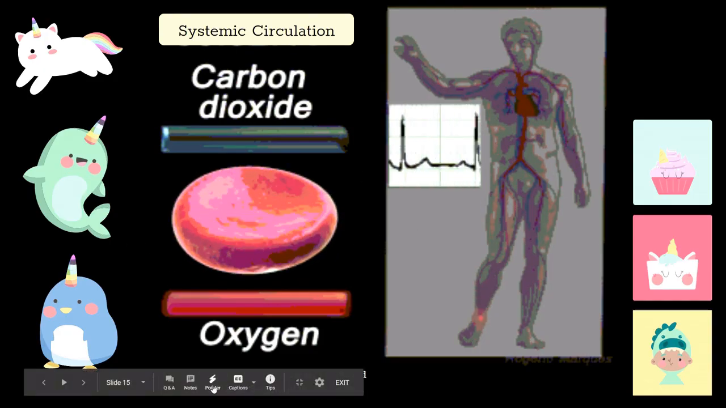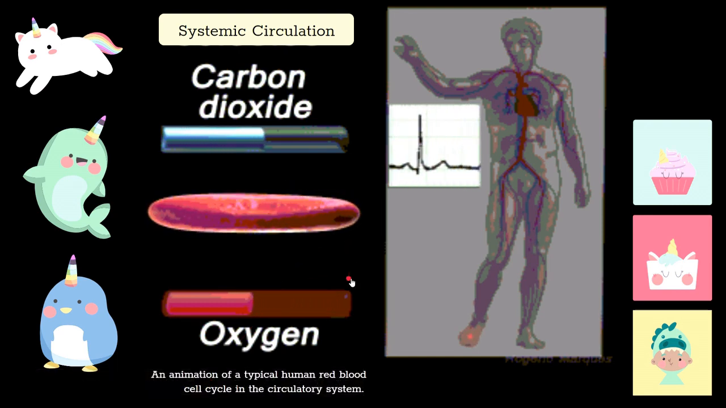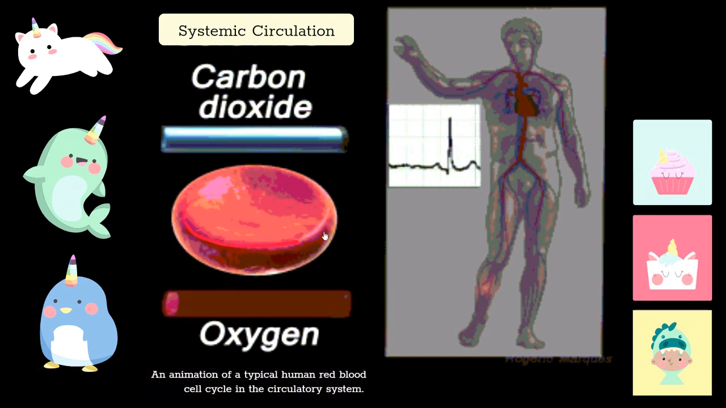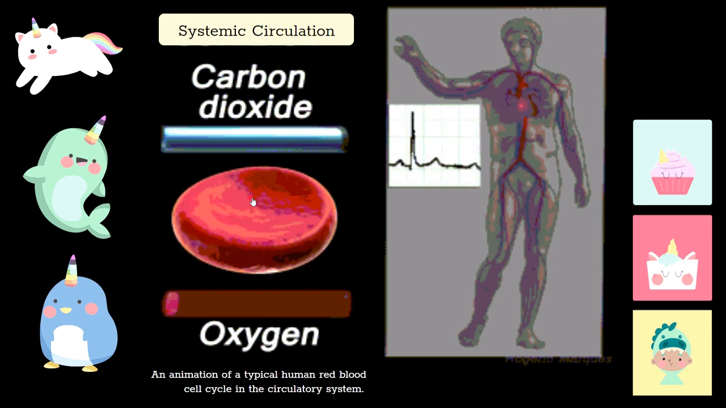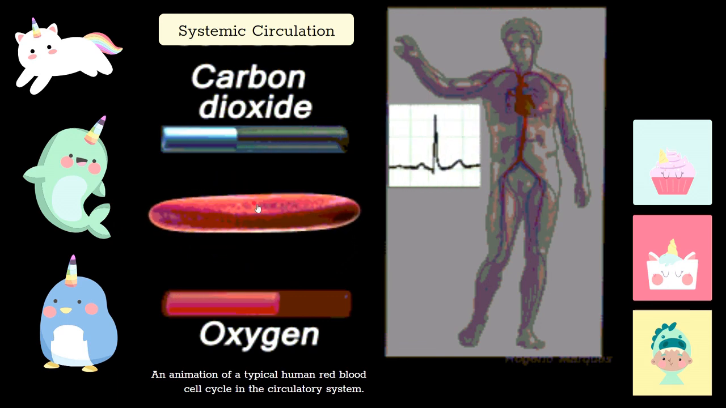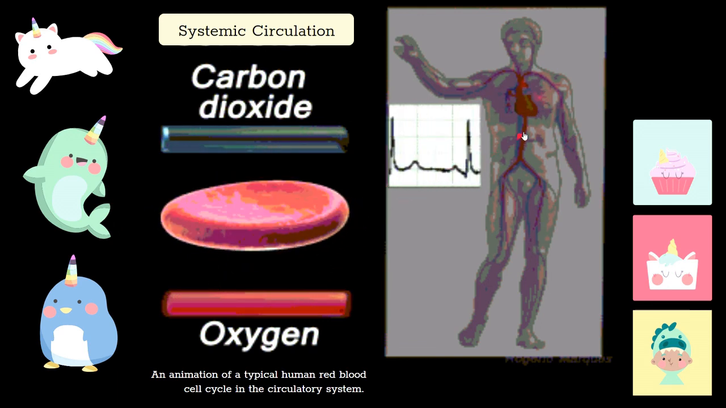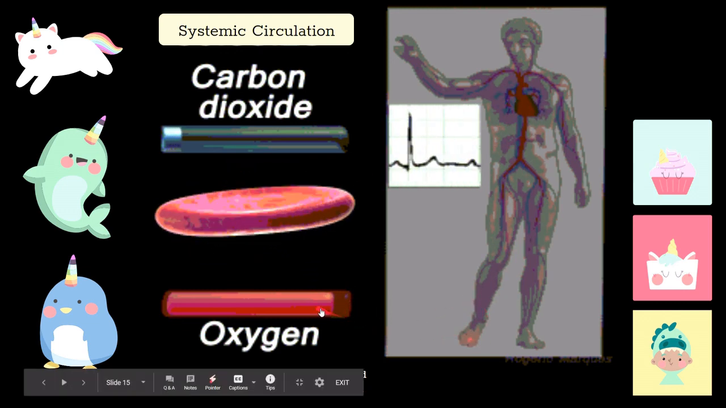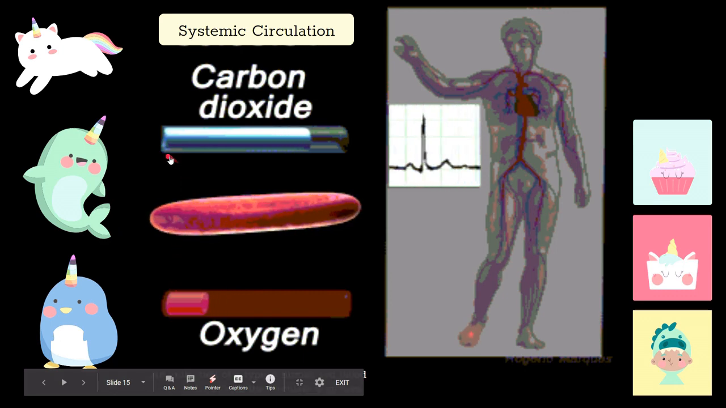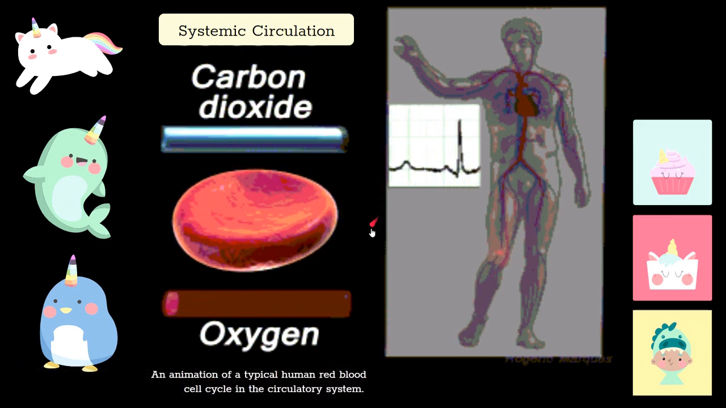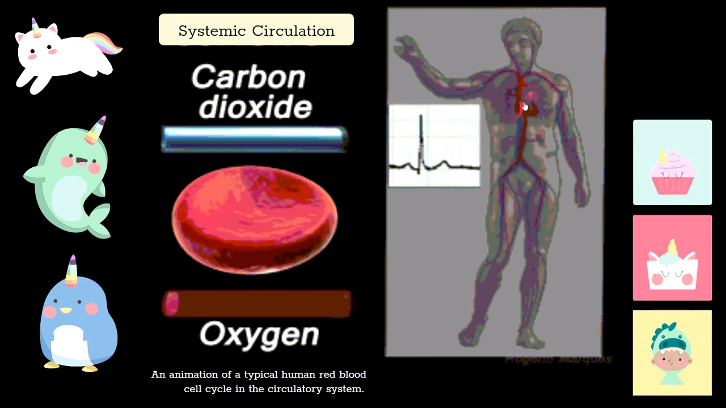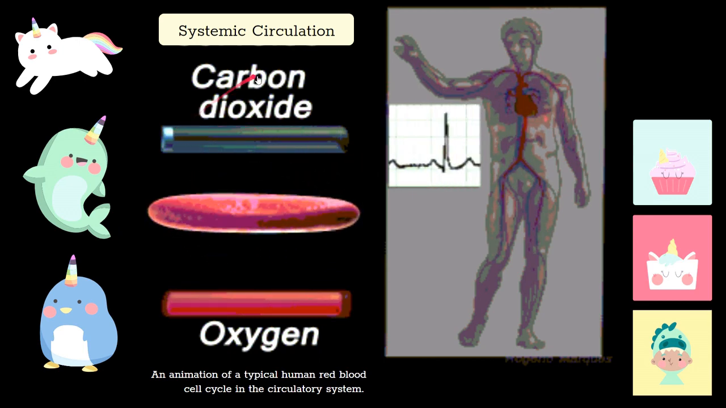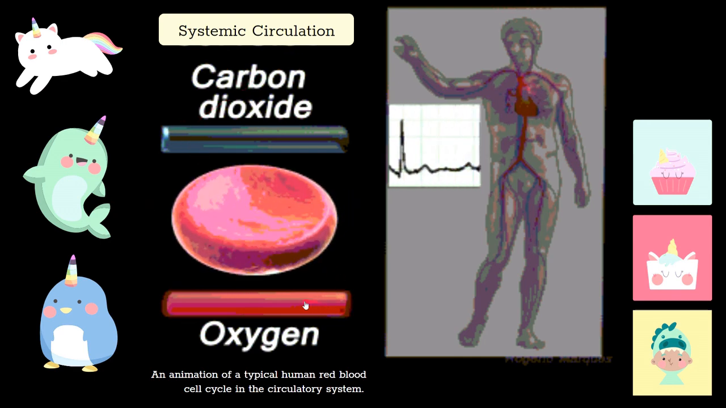So this animation shows us what happens to the oxygen and carbon dioxide levels of the red blood cells as it undergoes systemic and pulmonary circulation. So now the blood is oxygenated because it has gone through the lungs, and it will return to the heart to be pumped towards the rest of the body, where it will leave behind oxygen and pick up carbon dioxide. So it's now deoxygenated. So the blood will return to the heart, go to the lungs, undergo gas exchange, leave behind carbon dioxide, and pick up oxygen.